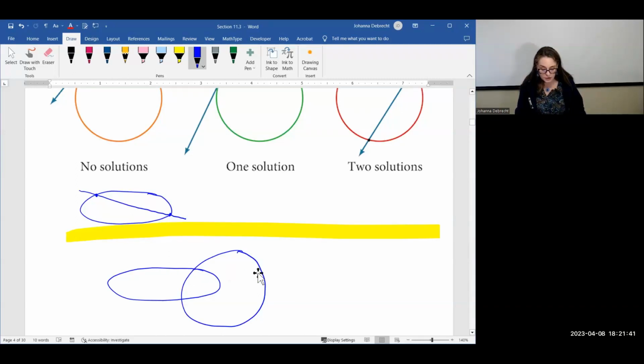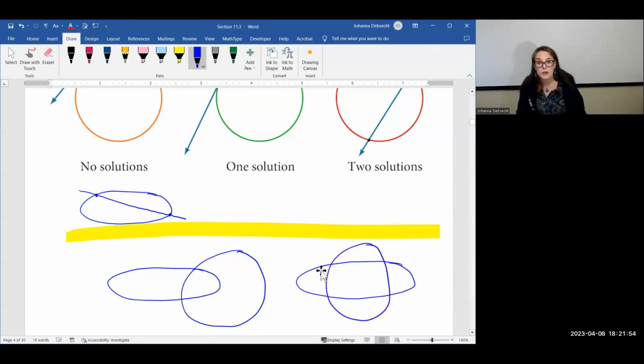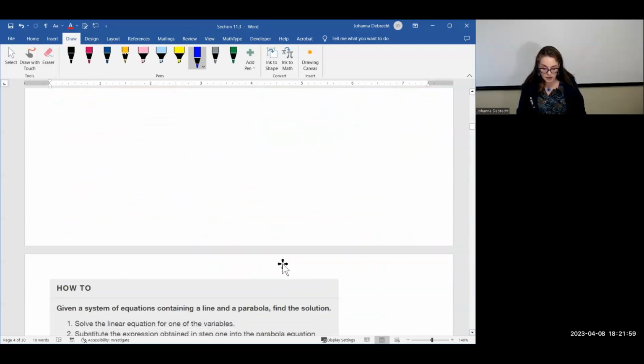Now, again, they could either not cross, they can cross twice, they can actually cross 4 times, or they can cross 1 time. So how could it cross 4 times? You can just do something like that, and there are 4 points of intersection. So there are more possibilities with those conic sections.